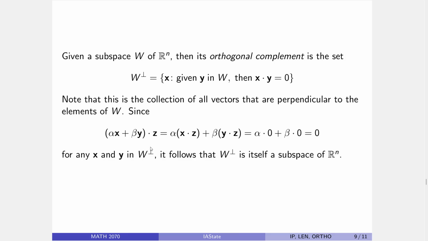So if given any x and y that are in W perp, then these dot products are going to have to equal 0, and there we see any linear combo remains in the set, so it itself is a subspace. Well, if it's a subspace, that means we can find a basis for it, but how would you do that? Right now this is just an abstract idea. Sure, it's a subspace, and thus we can find a basis. How do you actually do this in practice?